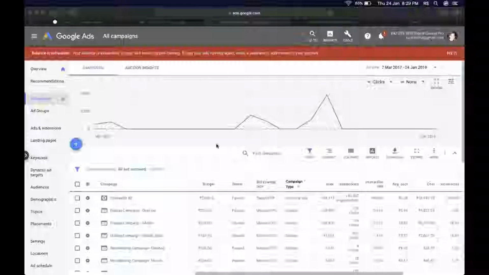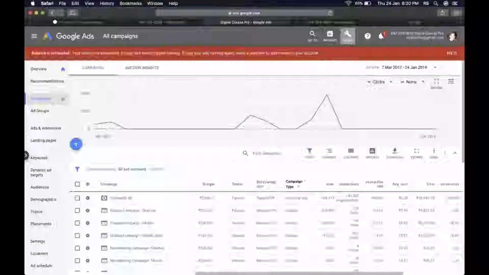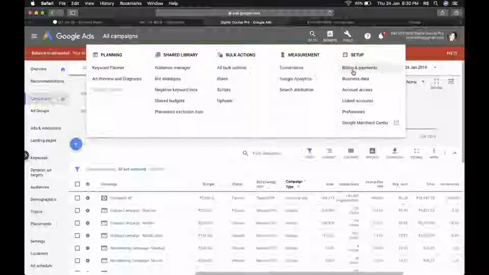Now once you have created this account, if we create campaigns in here, they will not go live, because you also have to set up billing. To set up billing, you will go to tools, and then billing and payments. Tools, billing and payments.